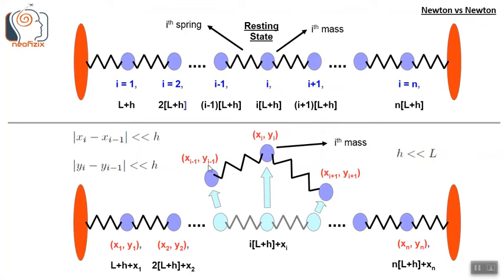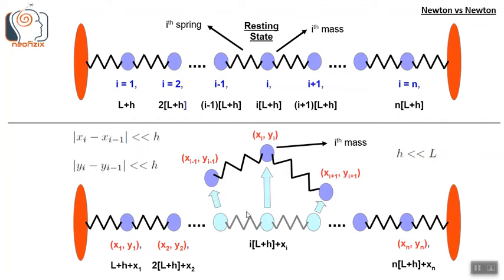This is the disturbance from mean resting position of these masses. We assume that these disturbances are so small that these differences, the absolute value of x_i minus x_{i-1} and the absolute value of y_i minus y_{i-1}, are much smaller than even h. That is, h itself is small in comparison to L, the resting length. But these xy disturbance differences are even smaller than h.